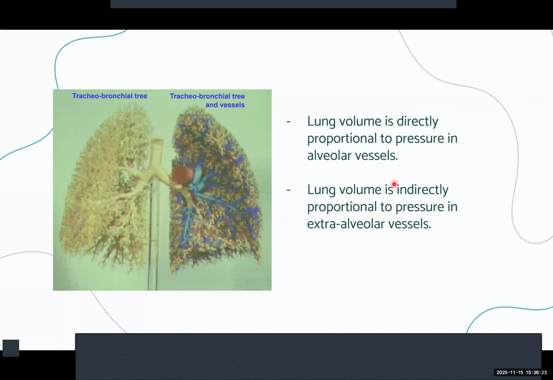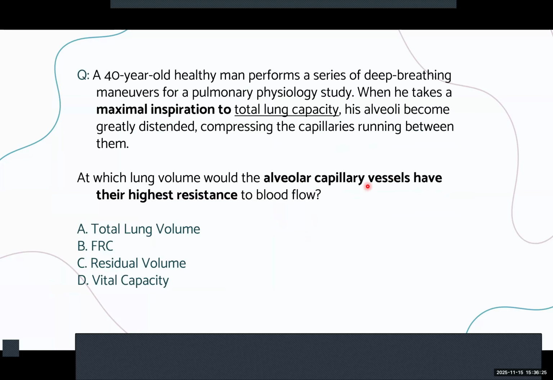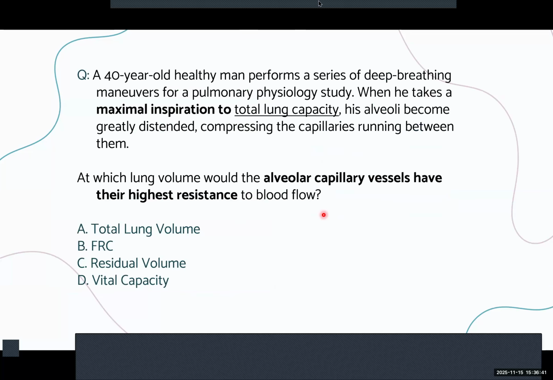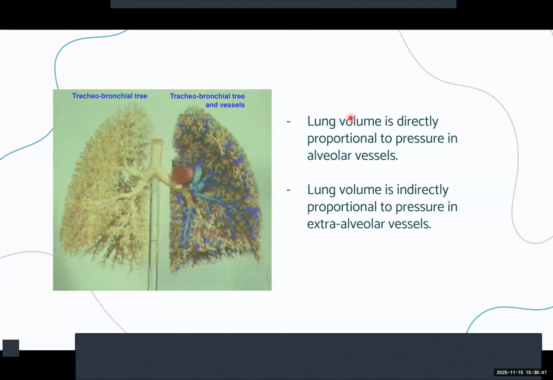But on the other hand, if they were to ask you about extra alveolar vessels instead, the answer would be residual capacity. Because whilst the lung volume is directly proportional to the pressure in alveolar vessels, the lung volume is indirectly proportional to the pressure in the extra alveolar vessels. So they might ask you any of these two questions, and I also remember him asking these questions last year, so I decided to add this question here as well. Okay, moving on to the next question.